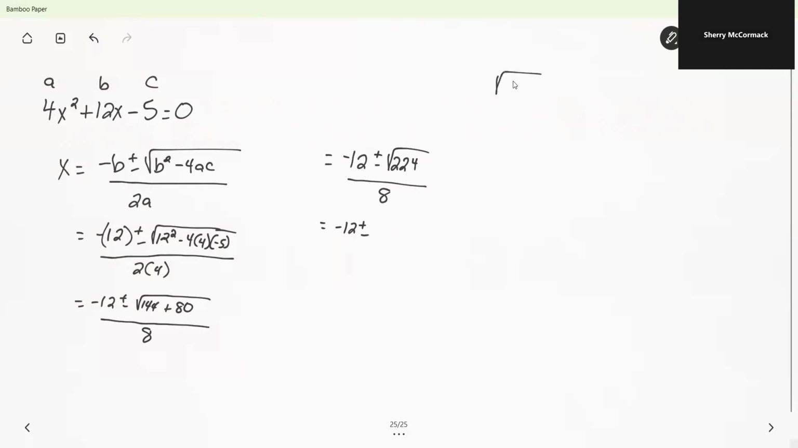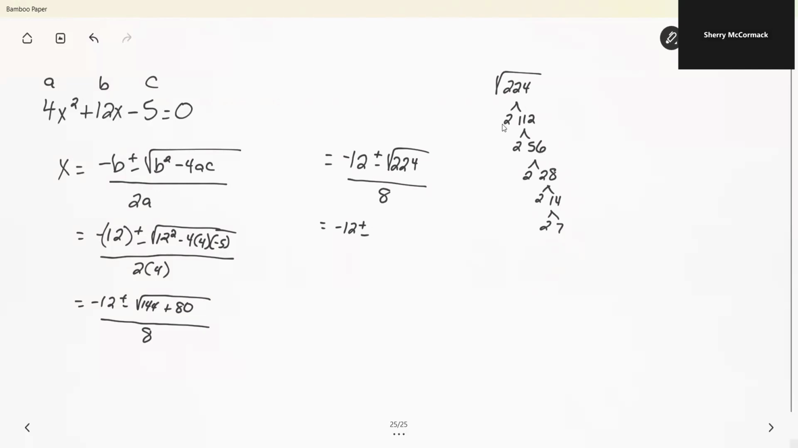So let's reduce that. 224. Well, I know I can factor out a 2 from this, which would give me 112. I know I can factor out a 2 from this. 2 goes into 11 5 times, which leaves me 12, which is 56. And I can factor out a 2 from that. That gives me what? 2. So that gives me 4, 16, 28. 2 goes into 28 4 times. 2 goes into 14 7 times, okay?